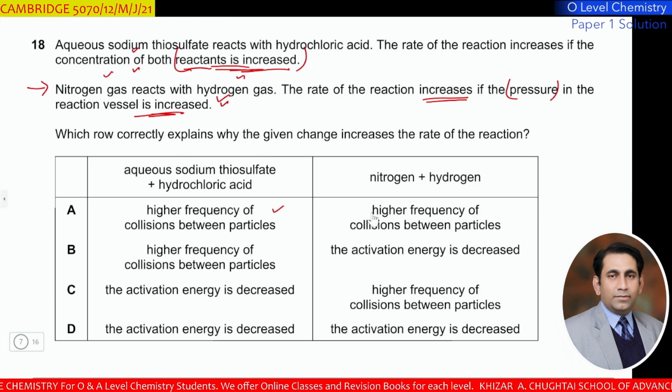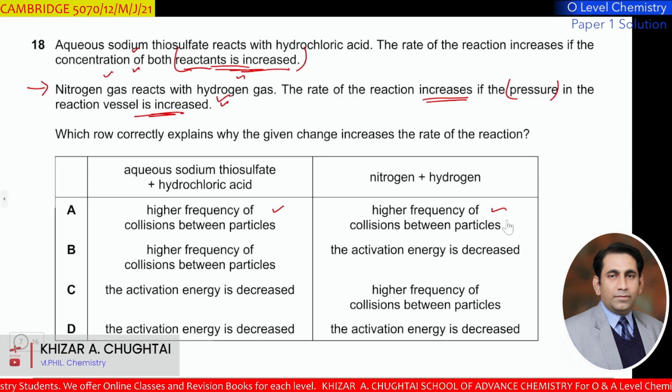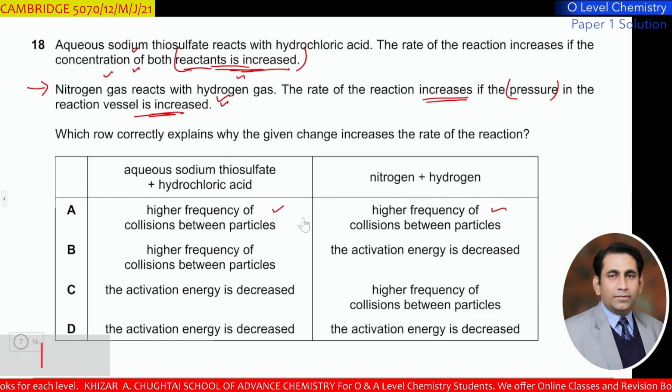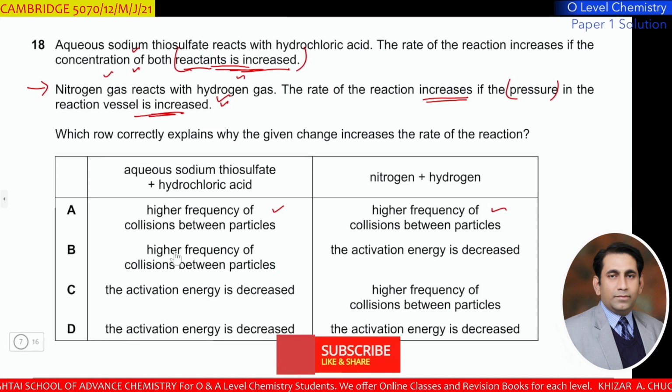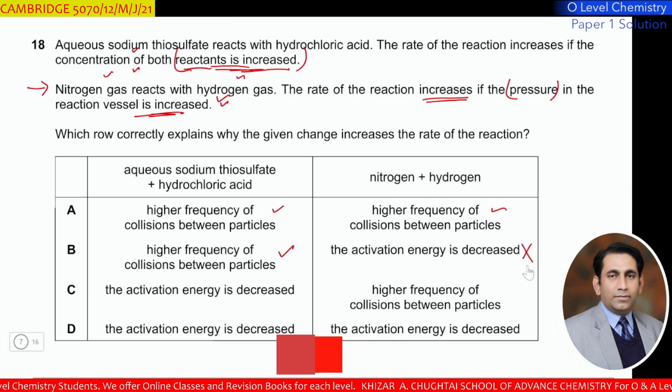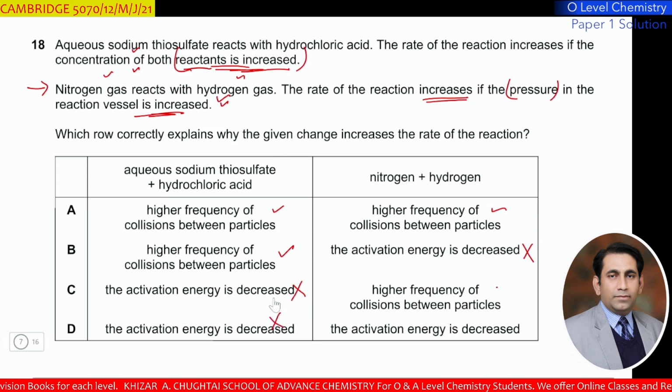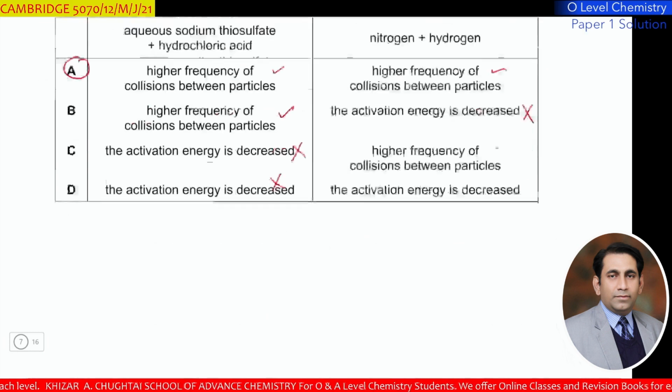Coming towards the next column, higher frequency of collision. Again, it is correct. Increasing the pressure, increasing the temperature, putting in a catalyst, or increasing the surface area are all going to change the frequency of collision between the particles. So 1 is the correct option. However, let us check the second, third and fourth one. In B, high frequency of collision, yes, it is correct. Number 2, the next one in the next column, energy of activation is decreased. No, the energy of activation is only changed with the help of a catalyst. So it is the incorrect line. Activation energy is decreased, wrong, and the other one is wrong too. So it is confirmed that A is the correct option.